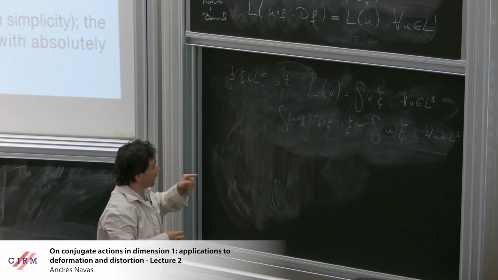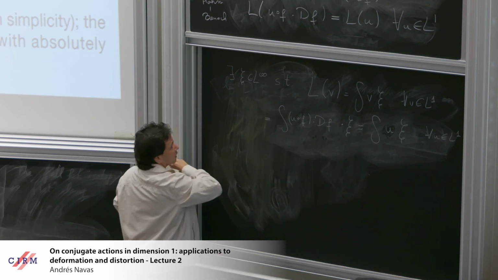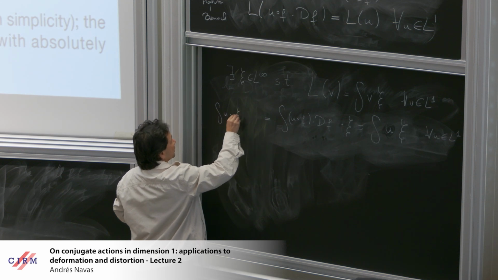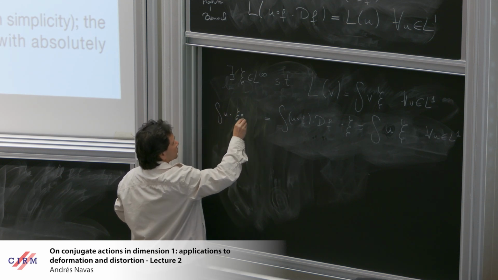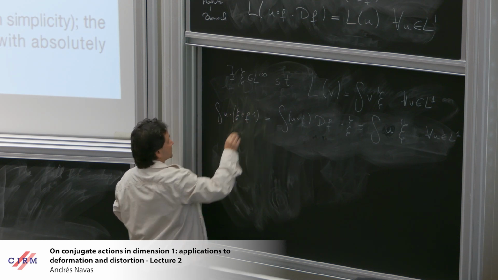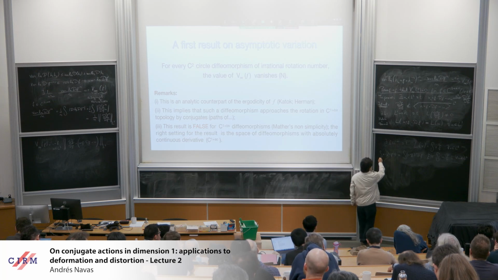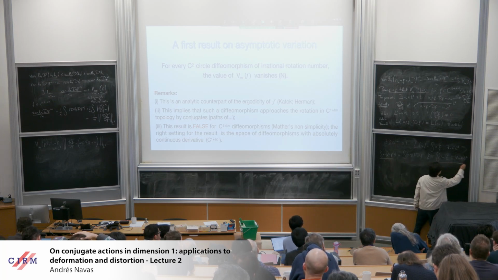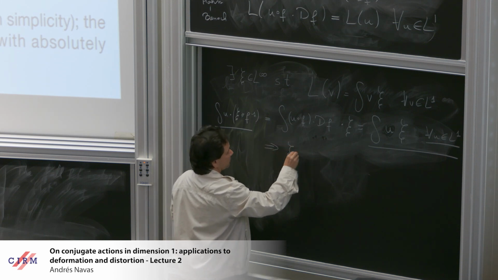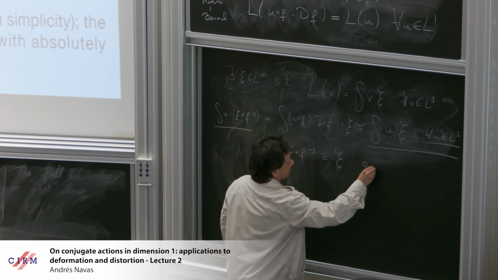But now, because of a change of variables here, this is equal to the integral of u times g composed with the inverse of f. Okay? And this equality of this term with this term for every u in L1 means that the function is invariant.